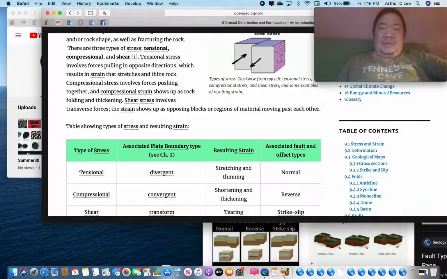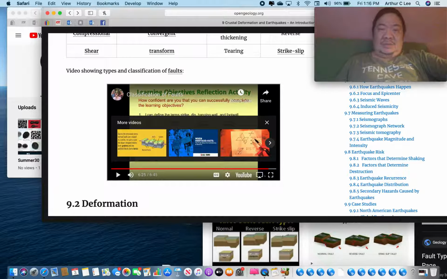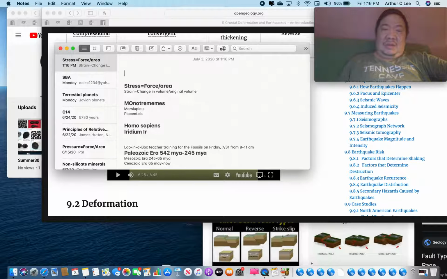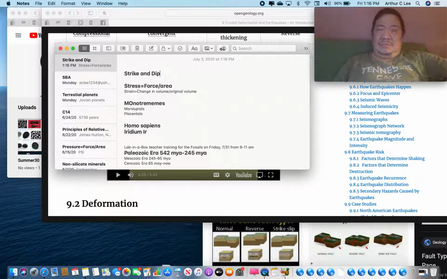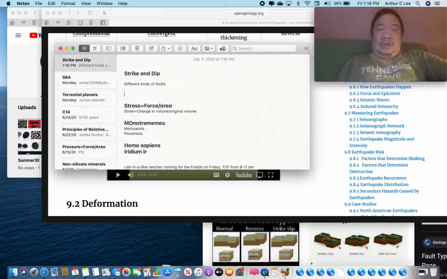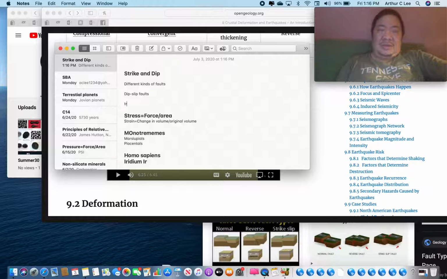Now, next thing we want to learn about is two very important geological terms, and they are called strike, and the second one is called dip. We also want to learn about the different kinds of faults. And those include dip-slip faults and strike-slip faults.